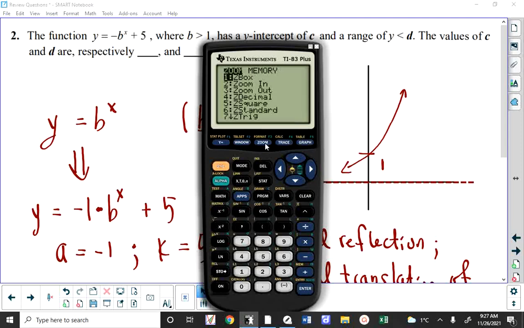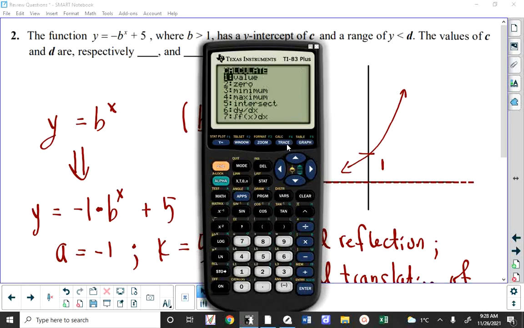I'm going to go Zoom standard and just see what it looks like. I can very easily find the y-intercept. The asymptote is a little more difficult. We look at that and we suspect it's 5, so you might want to go trace negative 4. Oh, the y-coordinate's 4.9 something. Trace negative 9, the y-coordinate's 4.9 something. It really looks like it's approaching 5 as we move to the left.